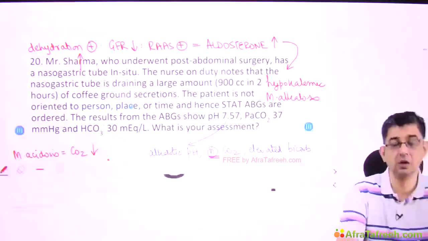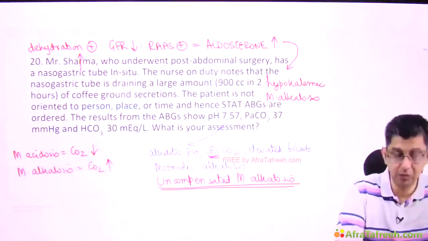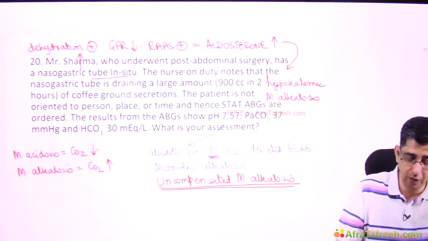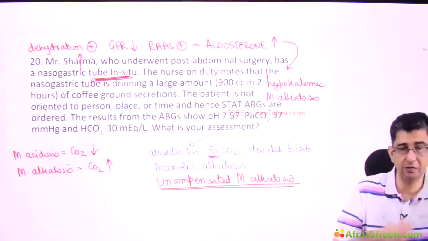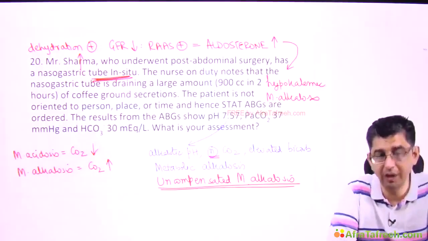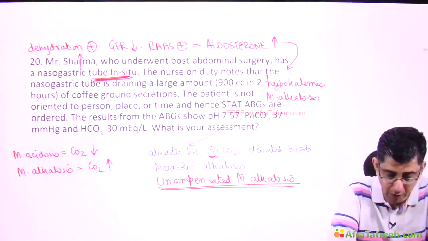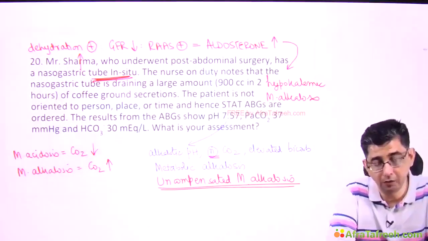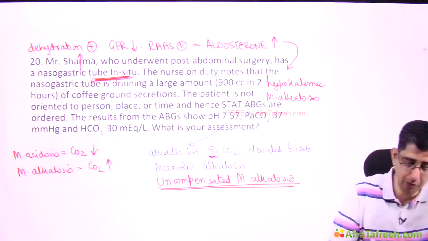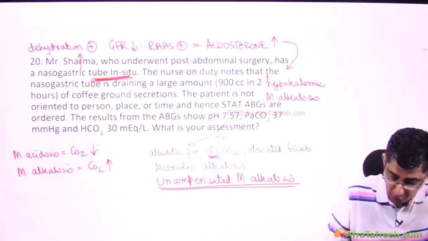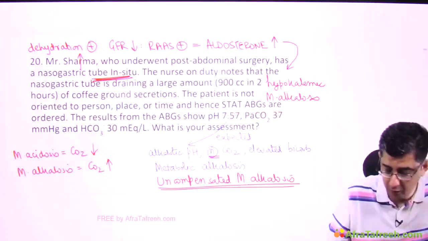loss of hydrogen. The correct answer to this question has already been told to you, but I've tried to explain to you the fact that whenever you read about excessive NG tube drainage, then you have to think in terms of hypokalemic alkalosis present in a patient. If they ask you to calculate the expected PCO2 of this particular patient, then the formula to be used is same as that for metabolic acidosis.